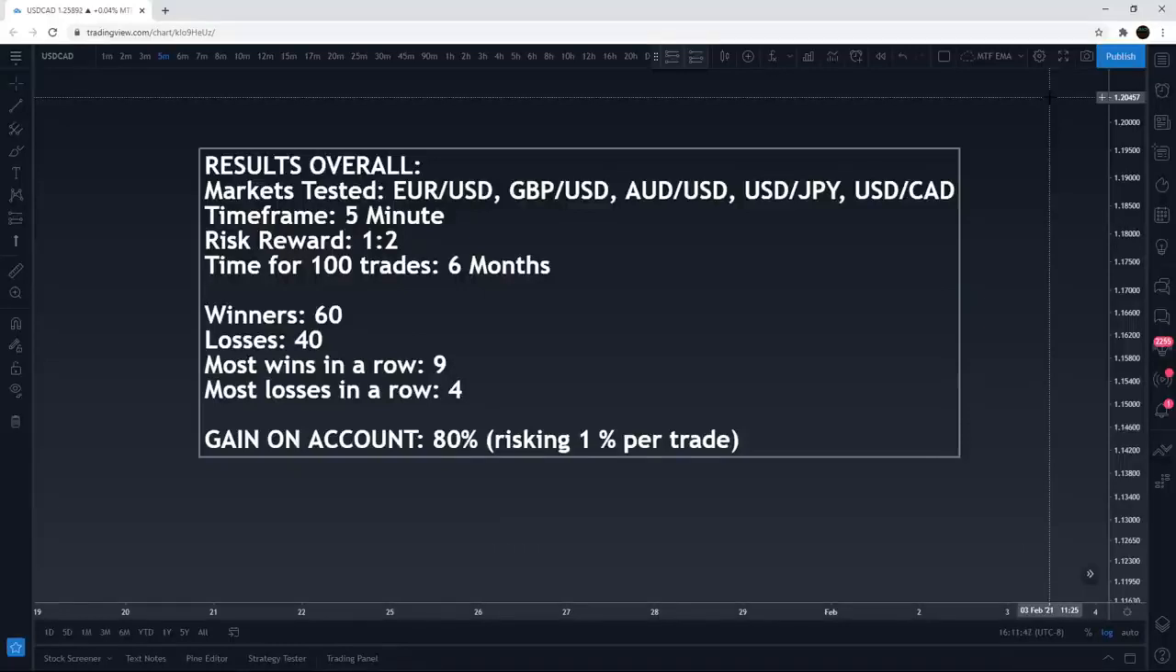The gain on the account, 80% if you're risking 1% per trade. So you know what that means. If you risk 2% per trade, you make 160% on your account over the series of 100 trades, not including fees and spreads, which is a big factor. So you do need to account for fees and spreads as well when you do your own backtesting. But anyway, this one was very good.